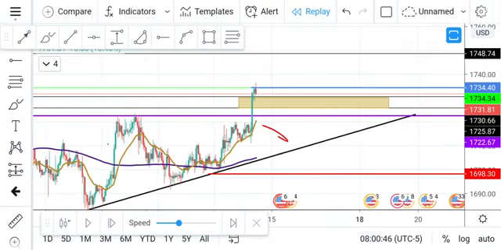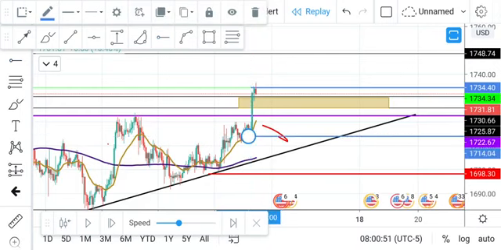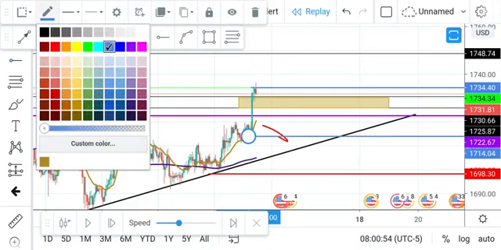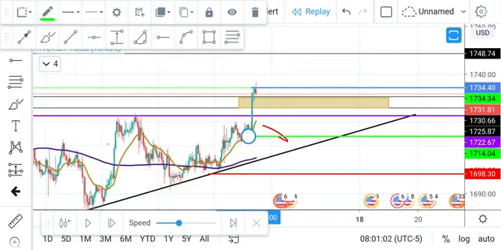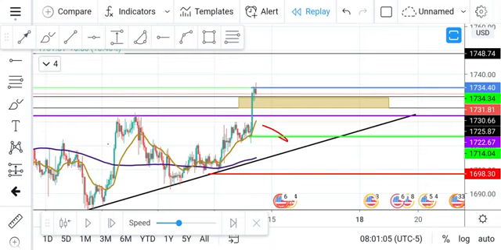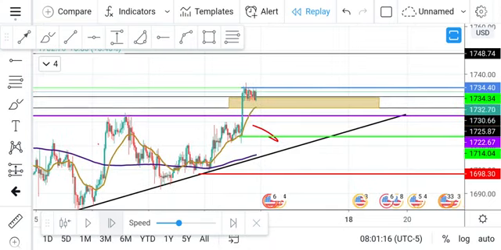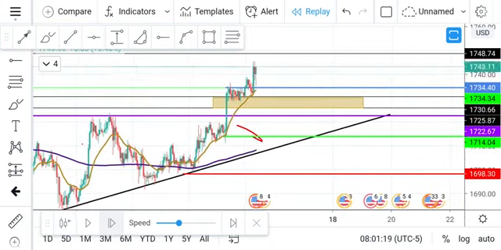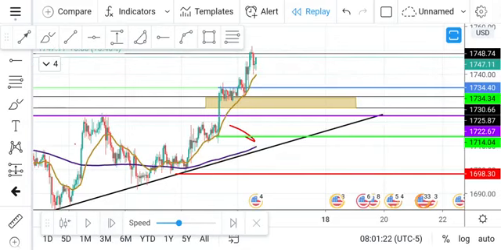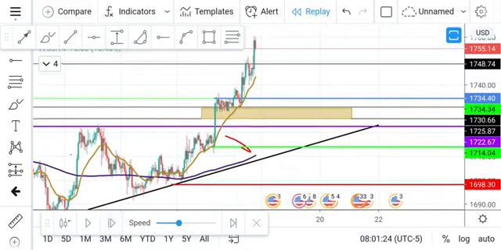So your entry was here. Let me add it as, let's say green. So your entry was this green line over here. Your stop loss was here, and your take profit was here. And you saw how price went to your take profit immediately before it started pulling back. So if you had just set your take profit over there, you would have caught that move at least.